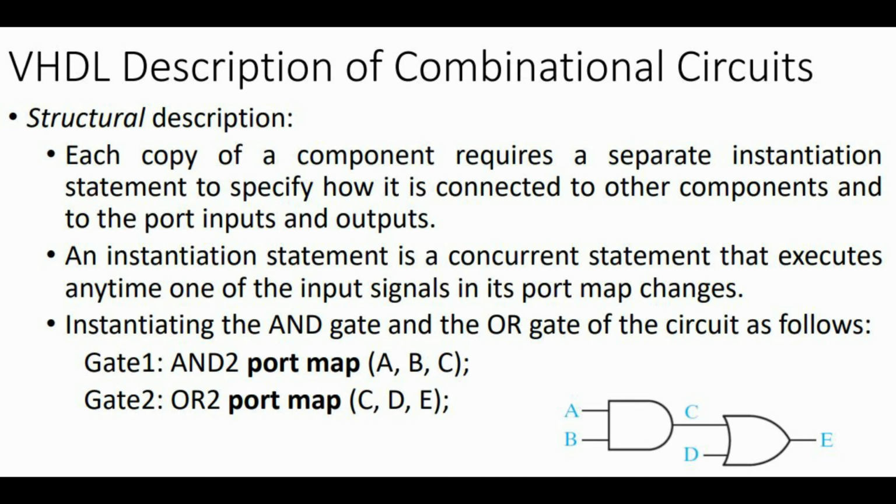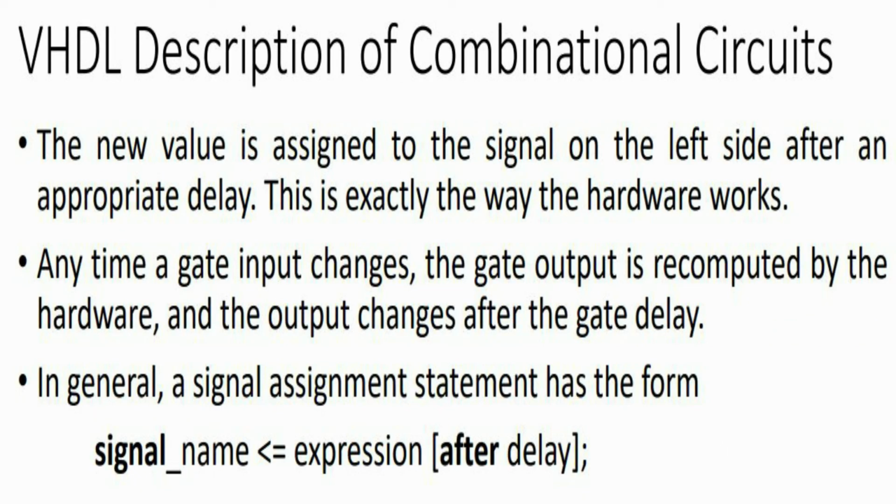The new value is assigned to the signal on the left side after an appropriate delay. This is exactly the way the hardware works. Anytime a gate input changes, the gate output is recomputed by the hardware and the output changes after the gate delay. In general, a signal assignment statement has the form signal_name <= expression [after delay], where the after keyword followed by the delay is an optional part.